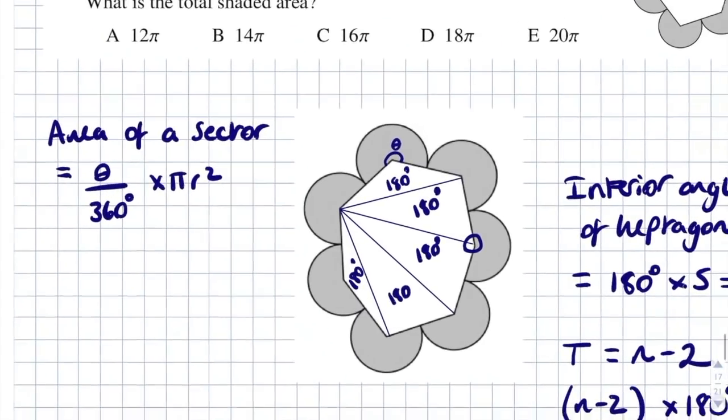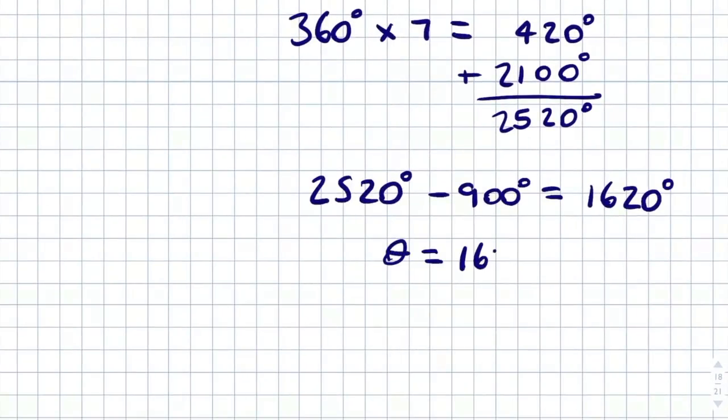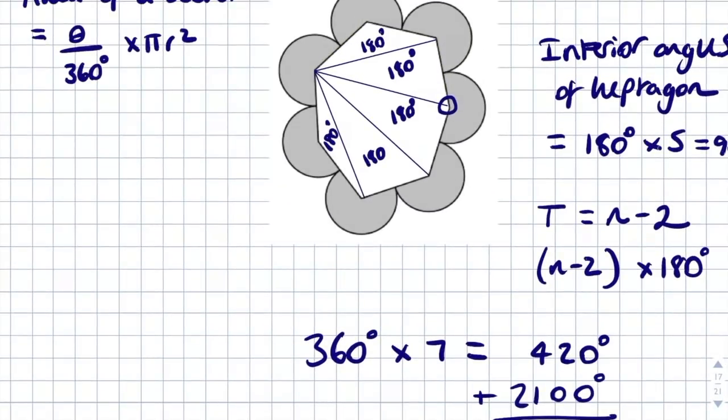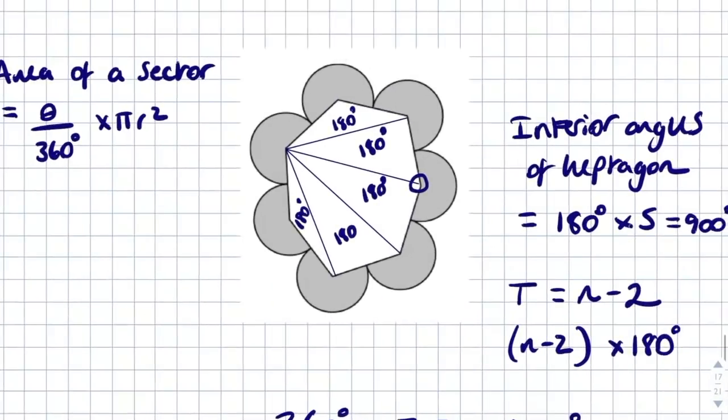Now, if we come back to this formula, theta over 360 times pi r squared, well, theta is going to be equal to 1,620 because that is the sum of the whole exterior angles. You know, we don't have to say theta is just equal to one angle, we can say it's equal to all 7 angles. Now, we don't want to do 1,620 divided by 7 because we know that each of the angles are of a different size. But if we just treat all 7 angles together as 1,620, then what we can do is we can do 1,620 divided by 360 and then multiplied by pi r squared.